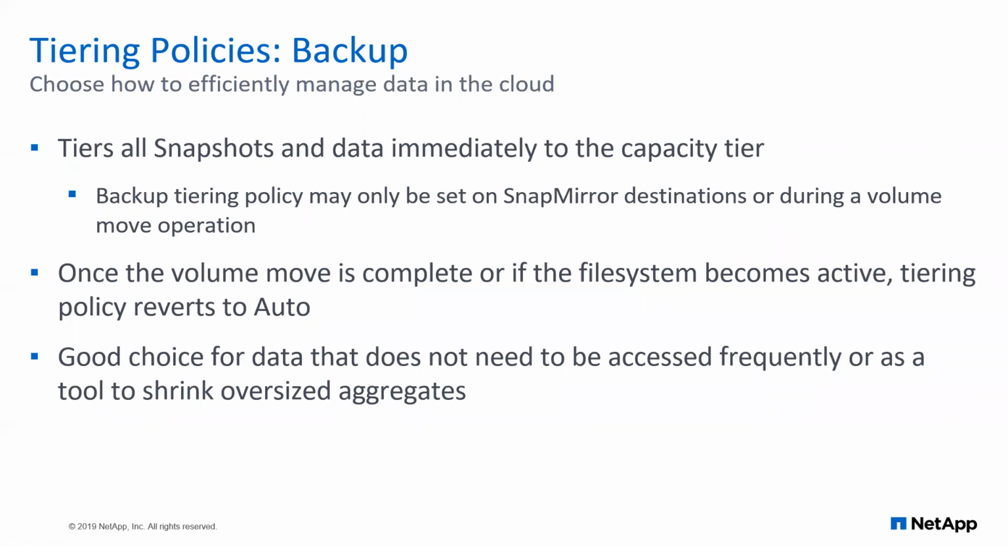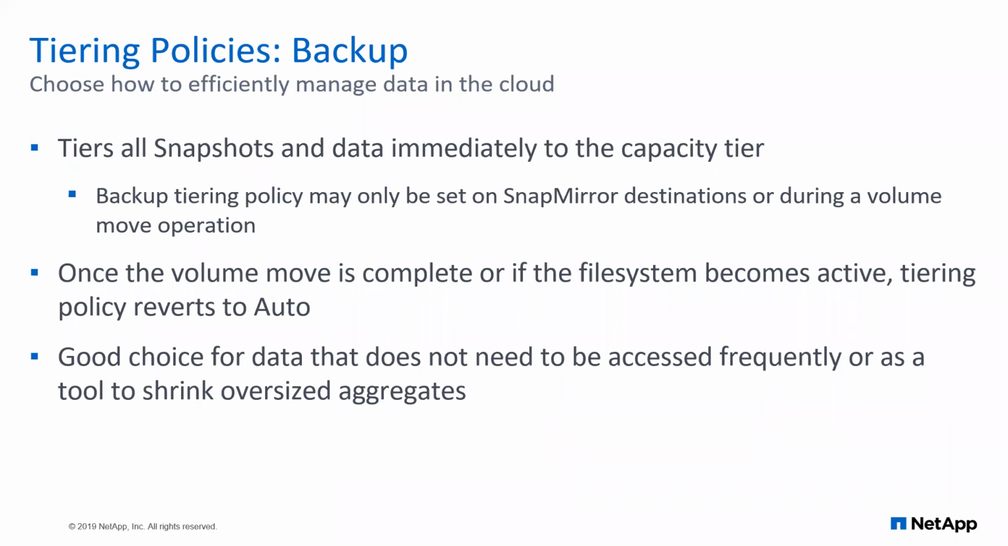There is no cooling period, and that data actually doesn't even touch your EBS disks. The only thing we're going to use EBS disks for when the backup tiering policy is enabled is to store metadata. That just tells us how to retrieve the data from the capacity tier in the event that you should access it. So the backup tiering policy is a little bit different than the other two, and it can only be set on SnapMirror destinations or during a volume move operation.